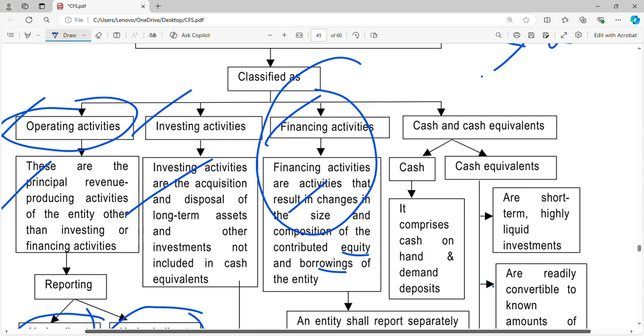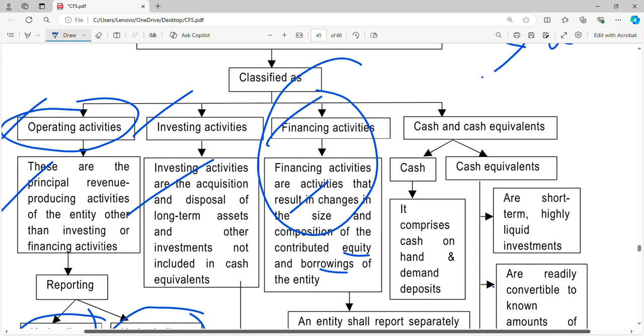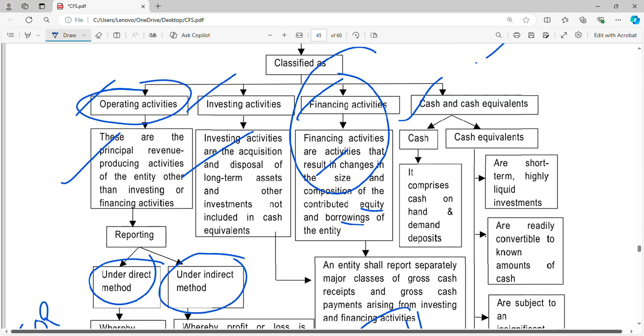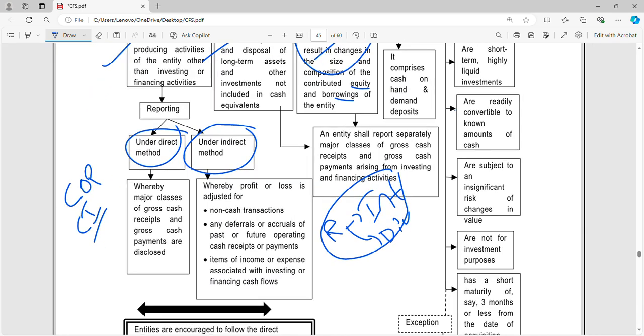Now at the end of the statement, we will get the opening balance of cash and cash equivalents, and we will get the closing balance of cash and cash equivalents. This is the direct method. If it is the indirect method, of the statement of cash flow, the three categories operating, investing, financing, the investing portion and the financing portion remain the same. The changes will come in operating activity.